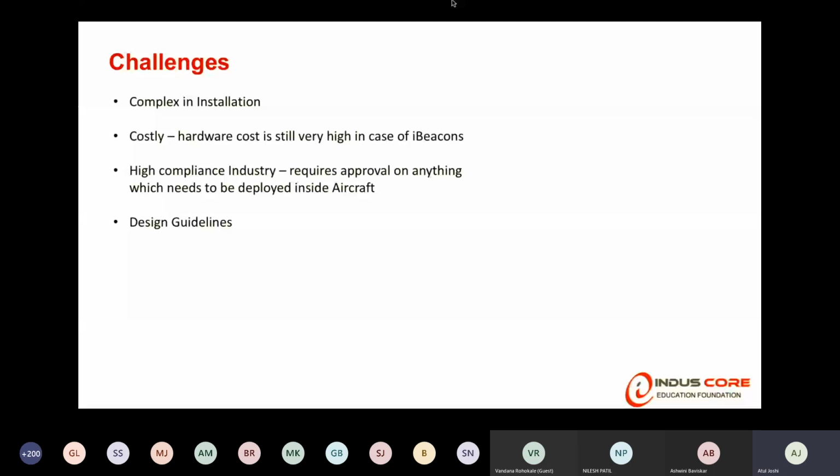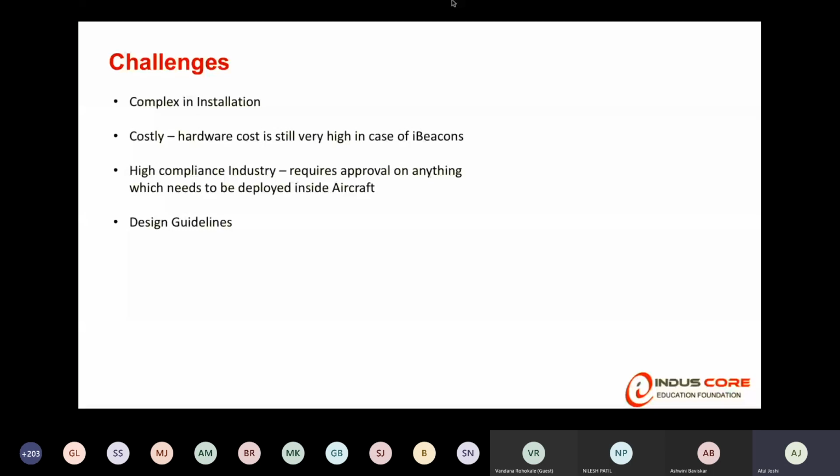It's complex in installation because there's no standardization happening. Everyone has his own protocol to implement, so you have to develop standard libraries. If you stick to a particular vendor like Libelium, you can understand that there can be standardization. But again, there is a lot of complexity in installation of various IoT devices.